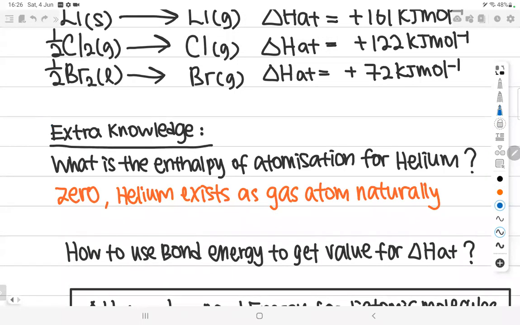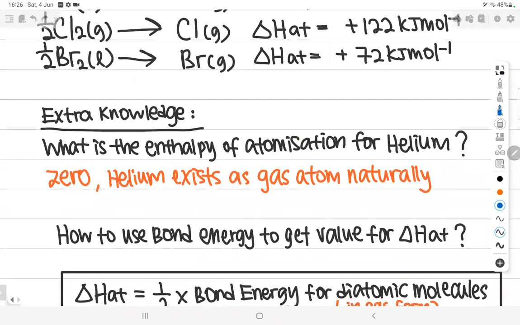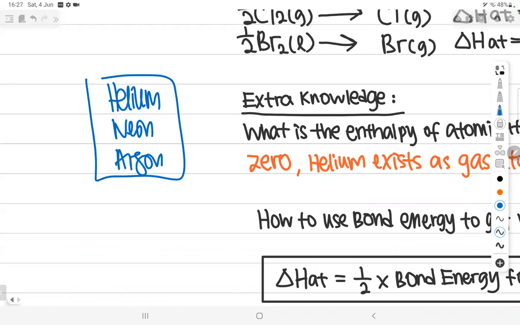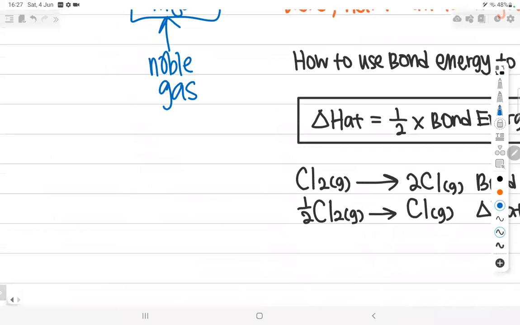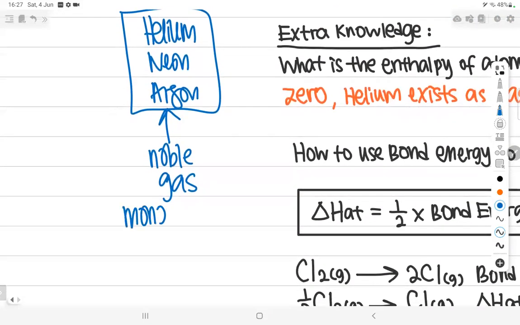So what if the question asks, what is the enthalpy of atomization for helium? So if we have helium, what is the enthalpy of atomization? The answer is 0. Why? Because we know helium, neon, argon, we learned this before back in high school, they belong to the noble gases. Noble gas is the last group in the periodic table. So all the members of the noble gases exist as monoatomic gas.